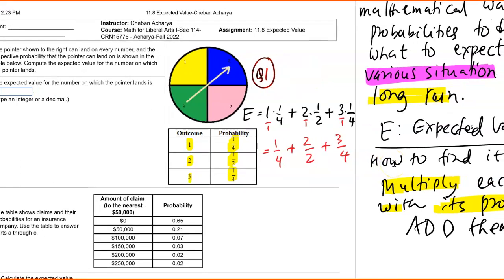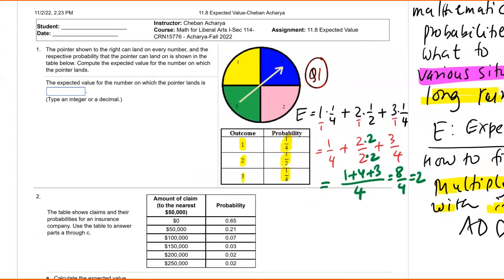Or you can simplify first by adding the fractions. Multiply 2/2 by 2 to make the same denominator of 4. You get 1 plus 4 plus 3 over 4, in other words 8 over 4, which gives 2. Therefore the expected value of the number on which the pointer lands is 2.